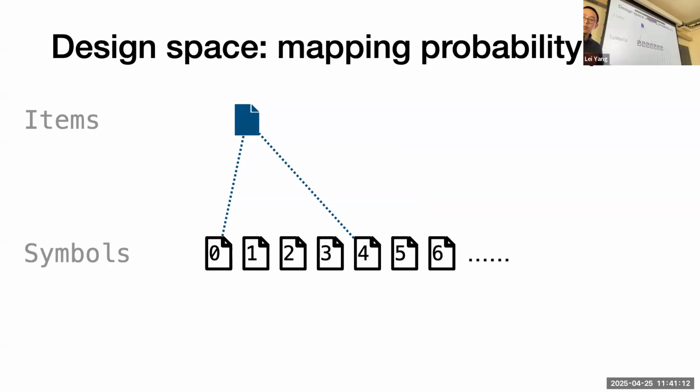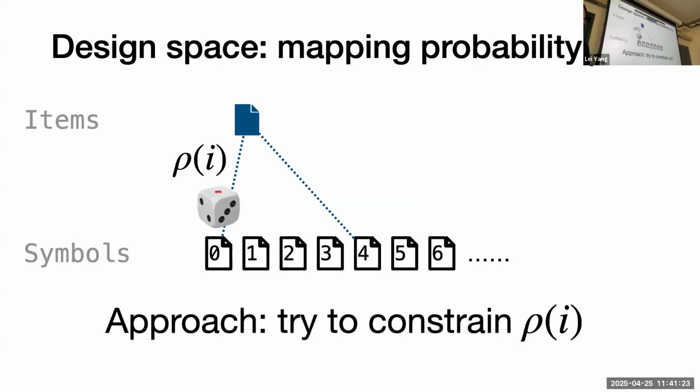We can try to constrain our design space by considering what kind of statistical properties we need so that we can decode with just a few symbols. For example, let's consider the probability that an item is mapped to the ith symbol, and we call this probability rho I. Given any function rho I, we can analyze the resulting random graph from a set of items to a set of symbols, and we can analyze if it can decode with very high probability.